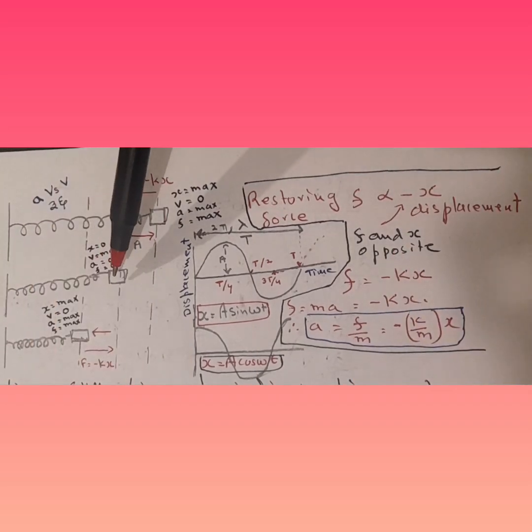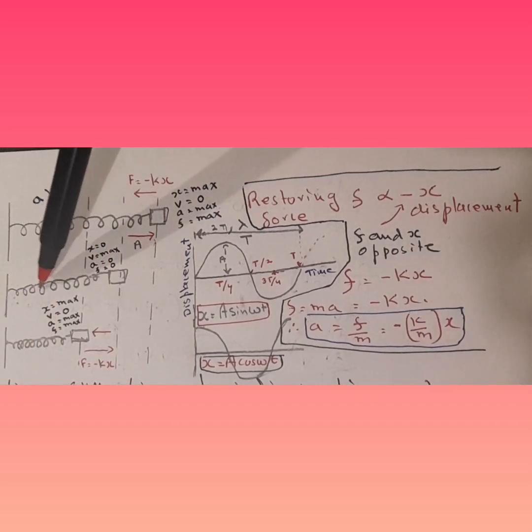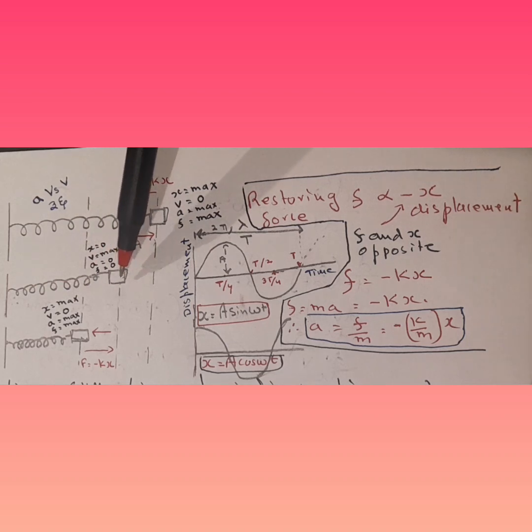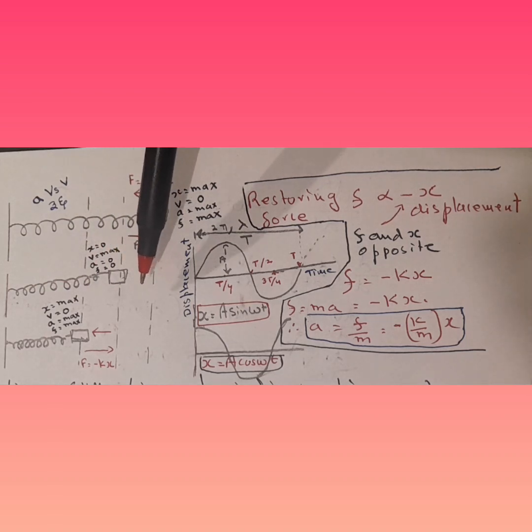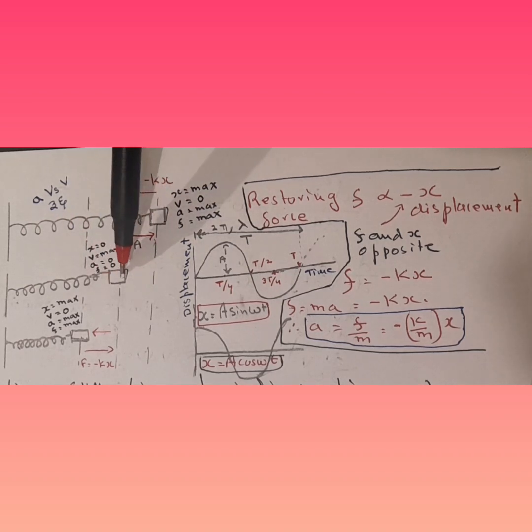Now this is a block which is tied to a spring. It is stretched over here and let go. So what would happen? Obviously simple harmonic motion. Once you stretch it and leave it, it would have simple harmonic motion.